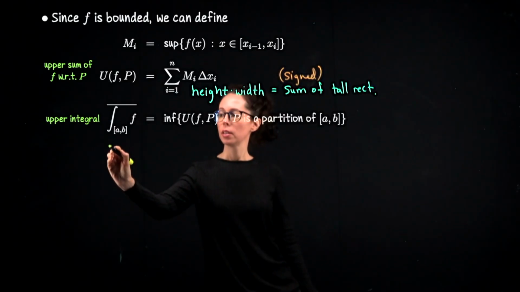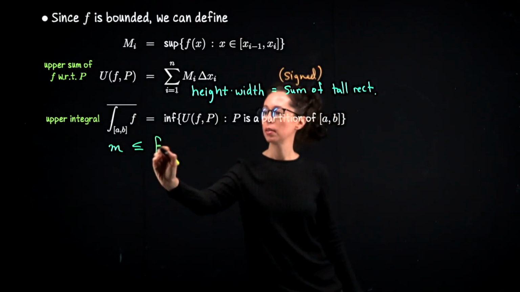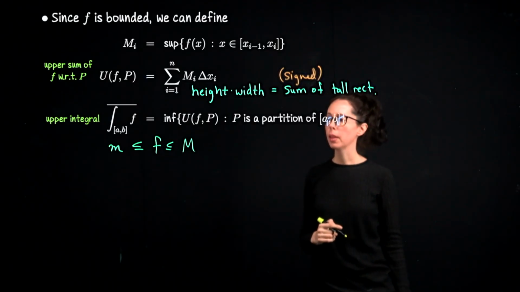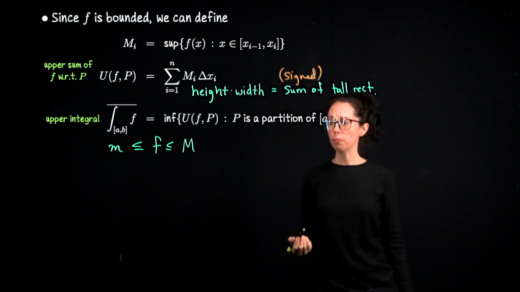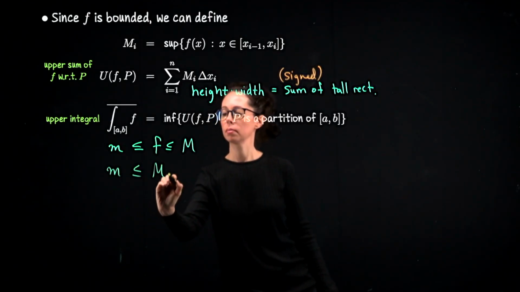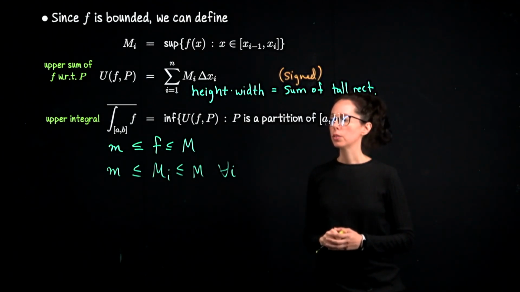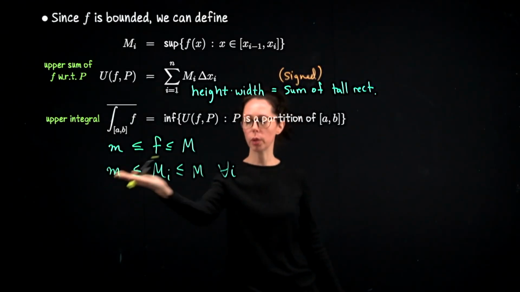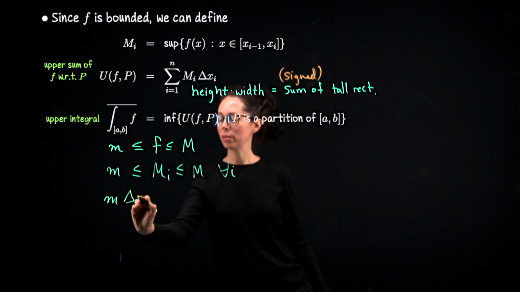F is bounded, so I can say it has some global lower bound. This could just be any number that serves as a lower bound, and some global upper bound. So across the entire domain from A to B, F sits between little m and capital M, which means that all of the sup values also sit between little m and capital M. Again, I'm just sketching out the argument here. So if I were to look at, say, the ith supremum, it's also between this global lower bound and global upper bound. So therefore, this is true.